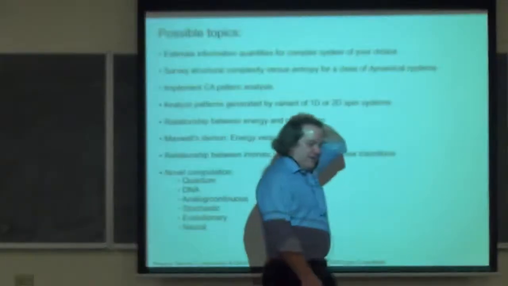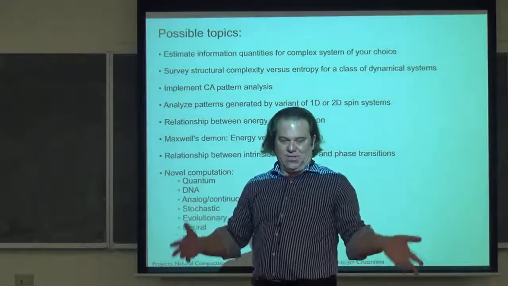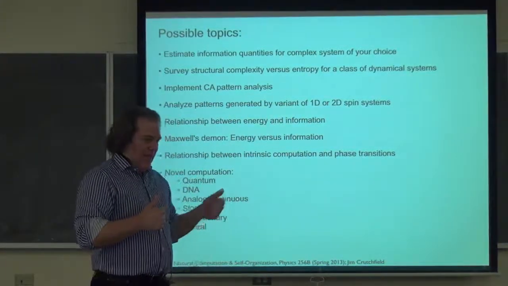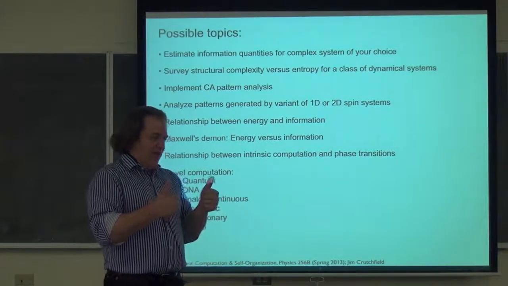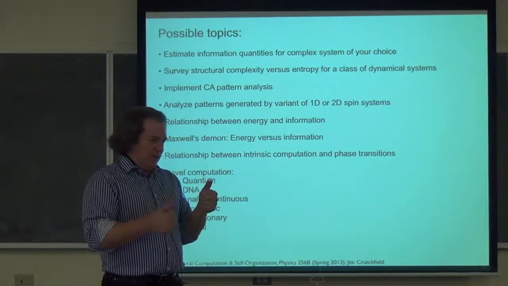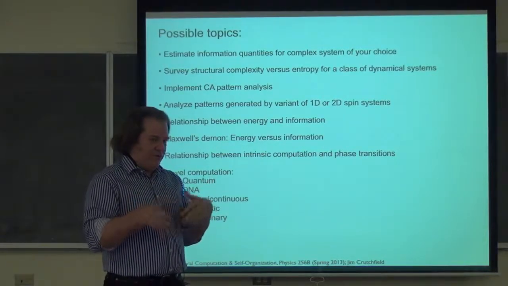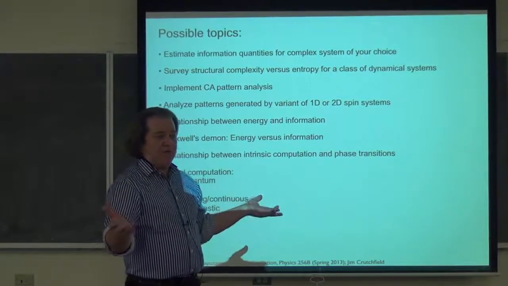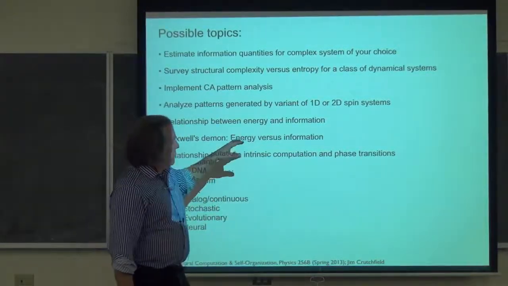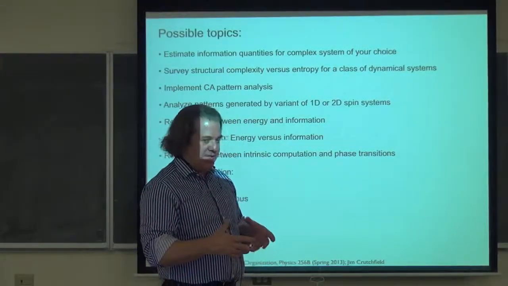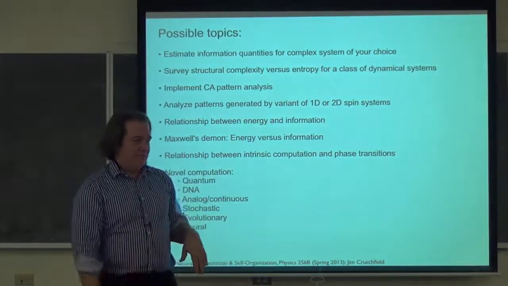Another related thing to do: say I'm interested in a class of systems. I have a two-dimensional spin system, and I happen to know this particular version of an Ising system goes through a phase transition as a function of coupling strength and temperature. So that specifies a whole family of processes. And one thing you can do, once you figure out how to estimate your chosen information or computational statistic from it, is do a survey.